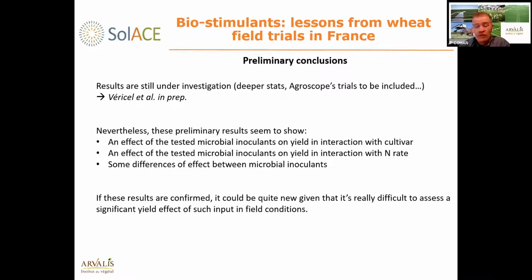Nevertheless, I think we could draw some preliminary conclusions, because these first results seem to show, point 1, that we could see an effect of the tested microbial inoculant on yield in interaction with cultivar and also in interaction with nitrogen rate. And unless this conclusion isn't confirmed by deeper stats, we could expect some difference of effect between microbial inoculant types.